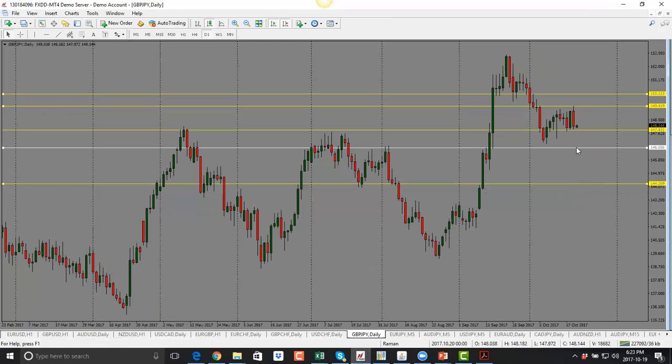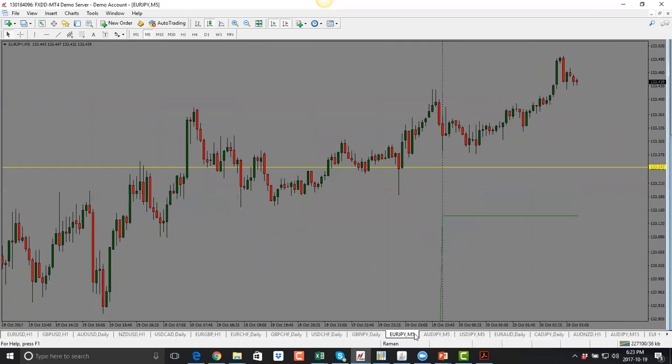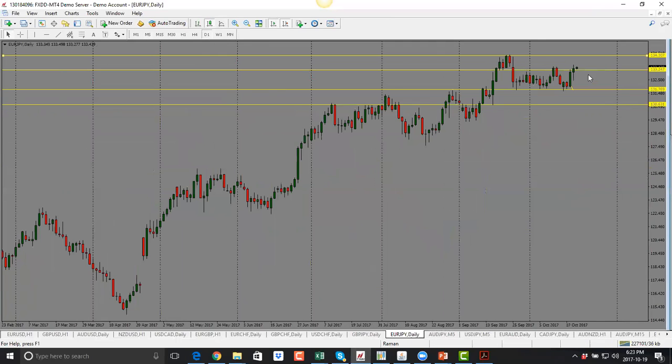It could go further into this level here, which is 146.65. So the first target would be 147.00 and then 146.57 to the downside here. Euro yen, very bullish.